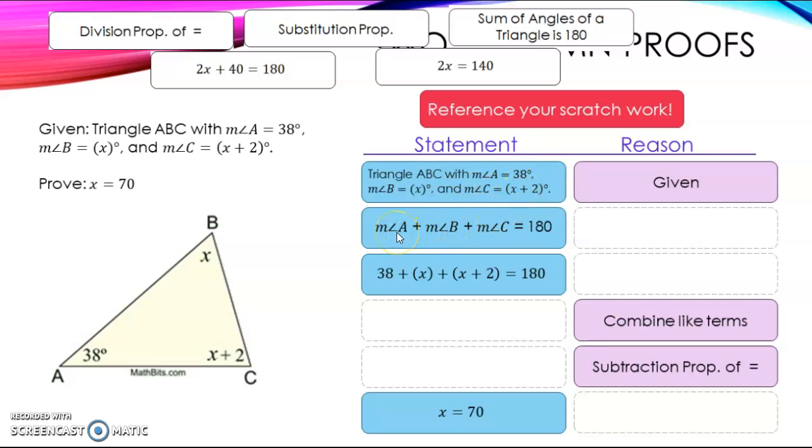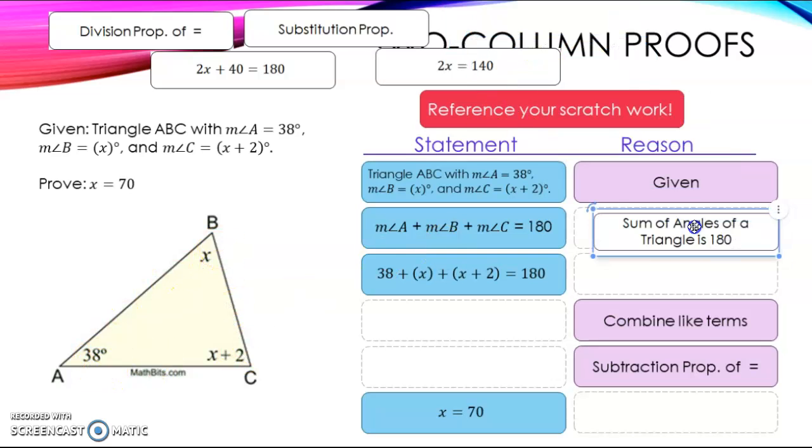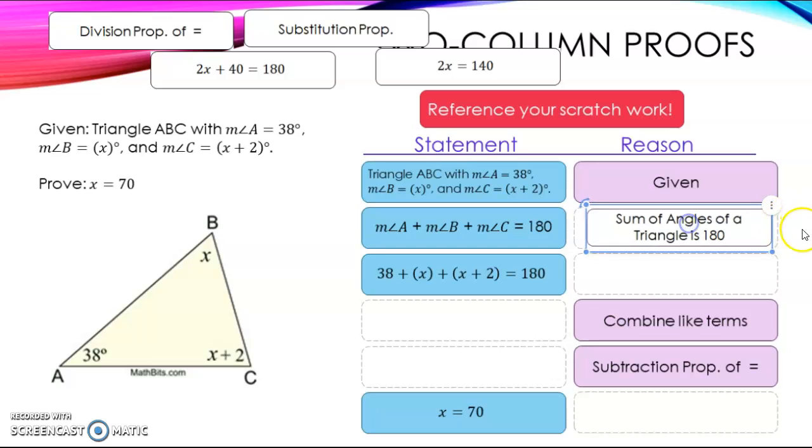So it says that they started with the given information, which is basically in the diagram, and then they went on to say that the measure of angle A plus measure of angle B plus measure of angle C equals 180. If you recall, that is a property of triangles, that all of their measures add up to 180. We can probably drag this one down here to start there. And then what did they do in their next step?